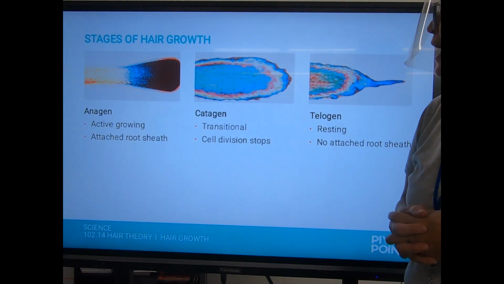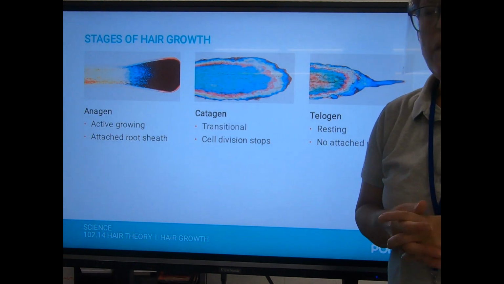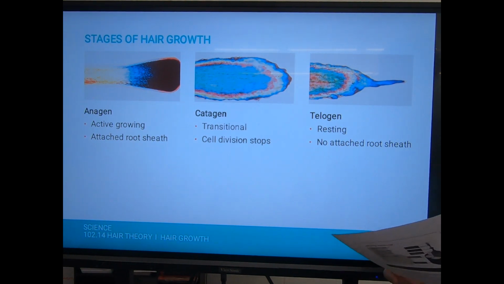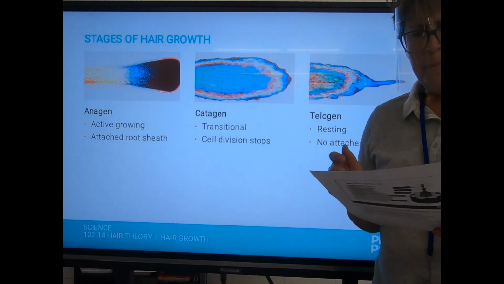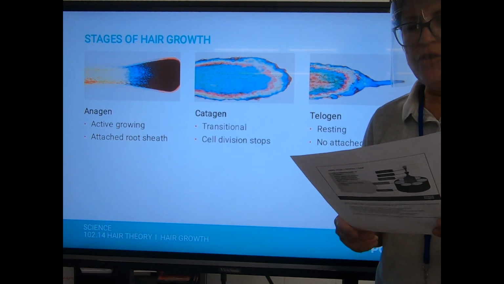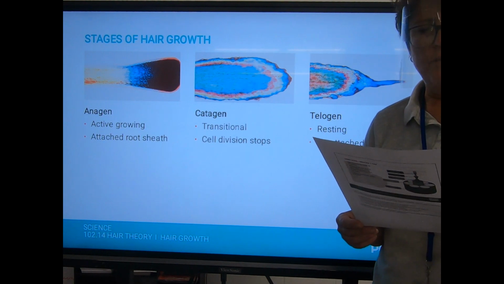All right, anagen, catagen, and telogen. All right, so let me look here. Oh, and there was one thing I forgot to tell you in a previous slide. Let me read this to you. It says, what you eat does affect your hair. Here are the top 10 foods that nutritionists suggest that affect healthy hair.